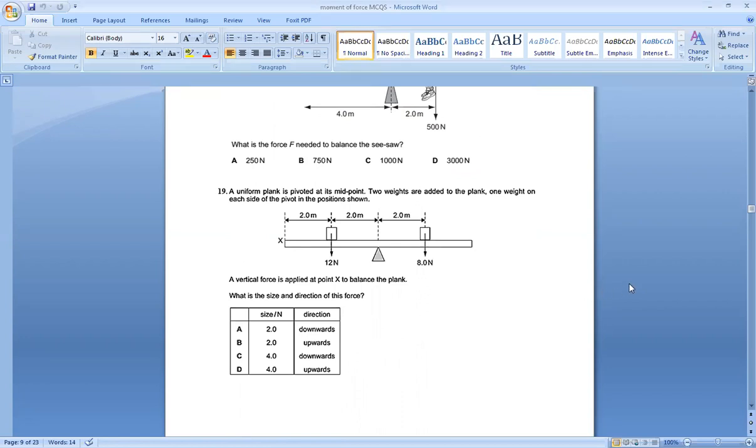Number 19, a uniform plank is pivoted at the middle. Two weights are added to the plank, one weight on each side of the pivot, in the position shown. A vertical force is applied at point X, at this position, to balance the plank. What is the size and direction of the force? So remember, 8 Newton on the right side is producing a clockwise moment. 12 Newton is also producing a clockwise moment.